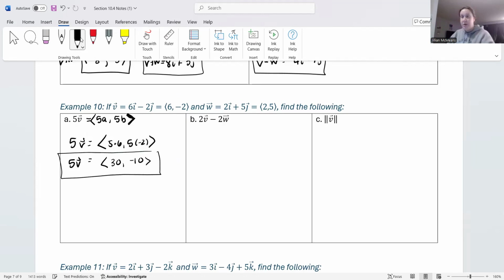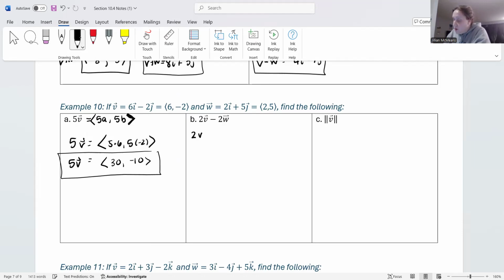Okay, now you can take 2 times a vector and subtract 2 times another vector if you wanted to, and we're going to do that very thing. Okay, now you can do this 2 ways. You can find 2 times v, 2 times w, and then subtract them if you want to. You can do it all in one step. It really just depends on what you're comfortable with and what your level of organization is. So for me, I'm going to multiply them both by the 2 first, and then I'll do my subtraction second.